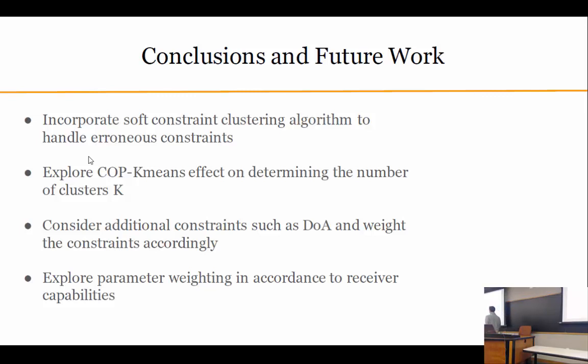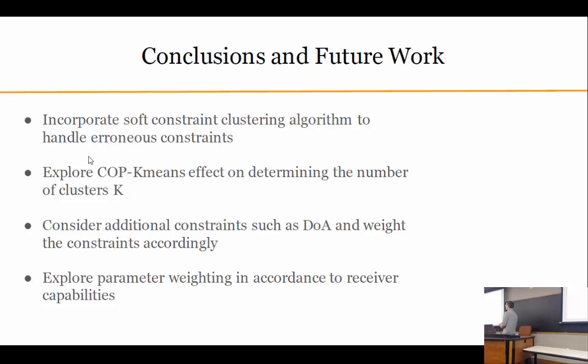So the next step is to incorporate soft constraints, which means you balance the distance from a point to its centroid as well as the violation of a constraint. So now it's not, I absolutely cannot assign these points; it's, I can assign these points with some penalty.